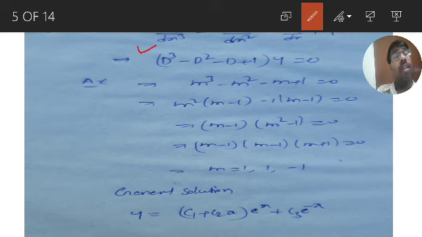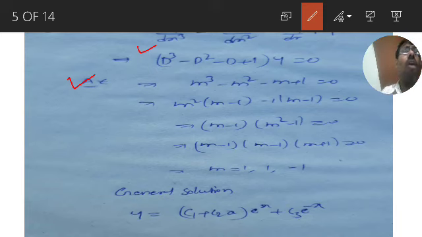So this is our third order differential equation in operator form. Now write the auxiliary equation. In place of capital D, substitute m, that is m cube minus m square minus m plus 1 is equal to 0. We got the auxiliary equation. So now what to do? You have to find roots.